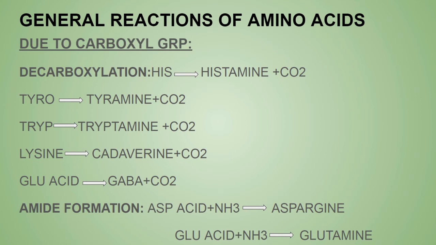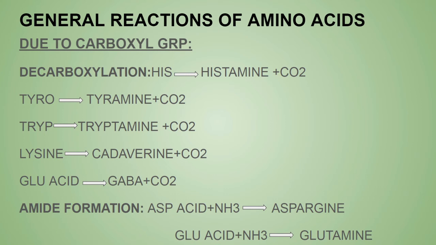Now what is decarboxylation? We can remove the carboxyl group, or the CO2, from the amino acid. So what will happen if we remove the CO2 from histidine? It will form histamine, meaning an amine group is formed. Just remember, due to removal of the carboxyl group from the amino acid, an amine is formed. And when we add an amino group, an amide will be formed.